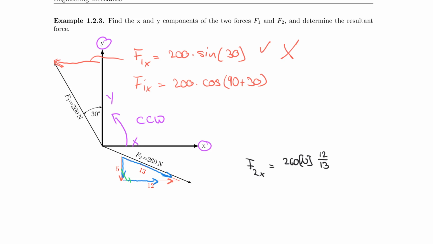So I, in my life, decided that I always use the angle measured from the positive x-axis. And of course, then the same is true for the y direction, right? So I would say that F1y is really equal to 200 times sine of 90 plus 30. And that will help you.